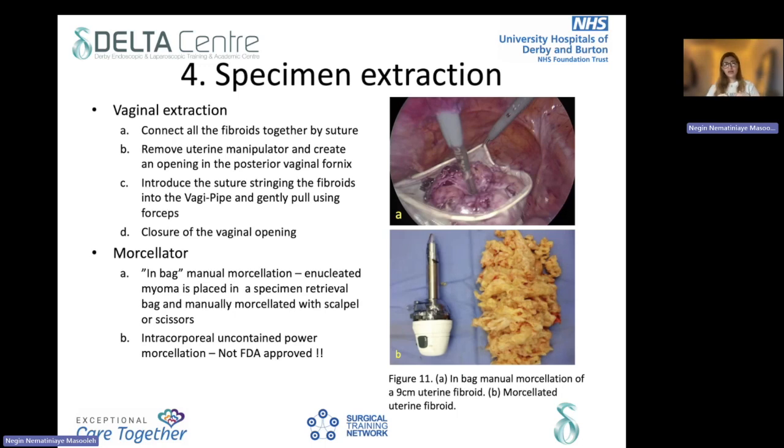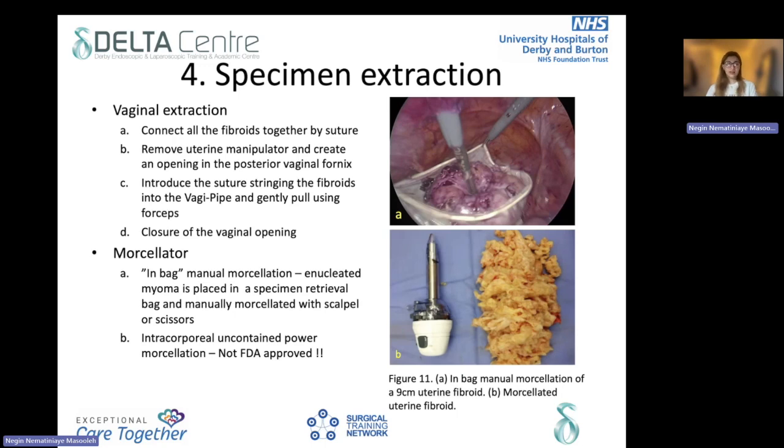You make an opening through the posterior vaginal fornix, and then you can feed that string of interconnected fibroids together and pull them out of that opening in the vagina, and then close the vaginal opening. This has been used a lot. And also another way is to morcellate it, basically chop it up into smaller pieces.